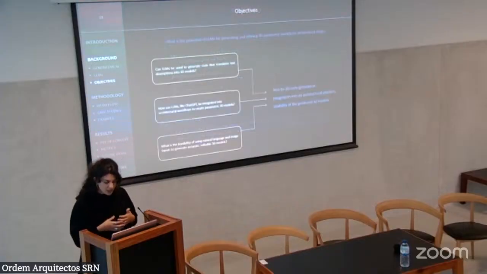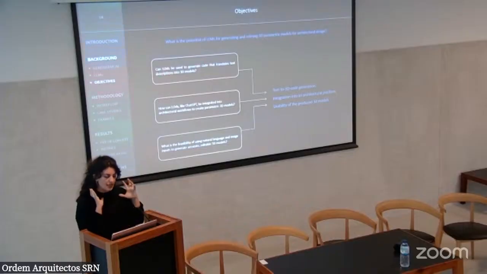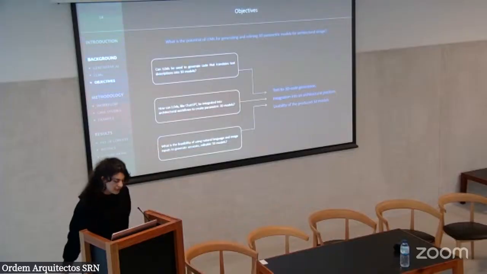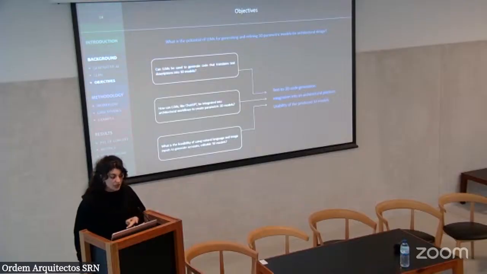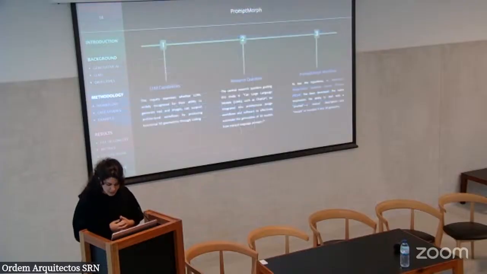So in order to bridge this gap, we have defined the main objective as those 3 bullets. One is: can I give it text and get generated code that produces 3D geometries? Can I actually integrate this into an architectural software? And do these models actually have any meaning, or are they super random and not helpful for us?